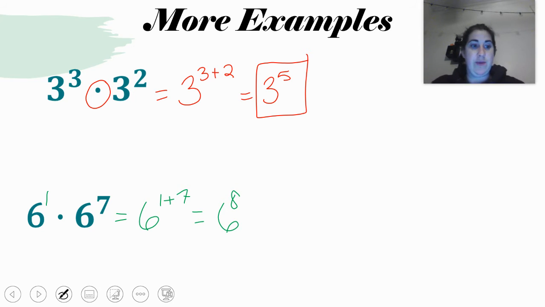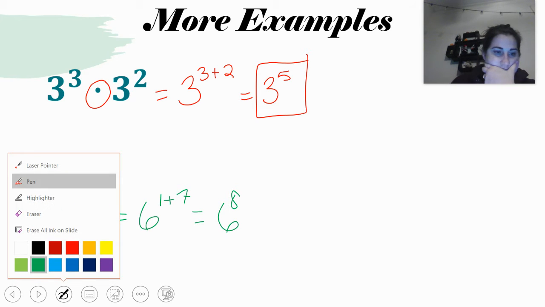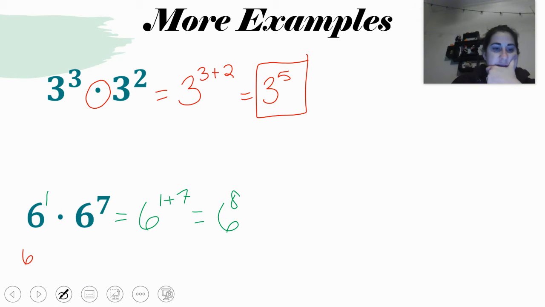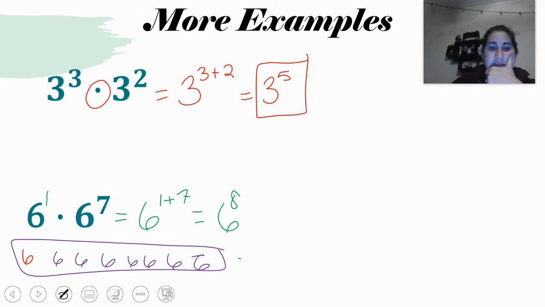Okay, so think about it. We have 1 6 here, and then we have 7 6s. So how many do we have in all? We have 8 6s.